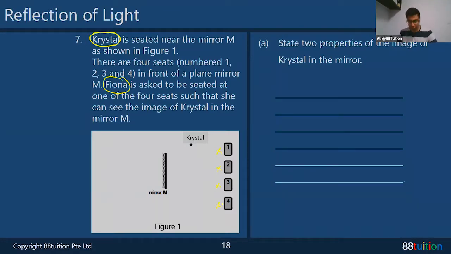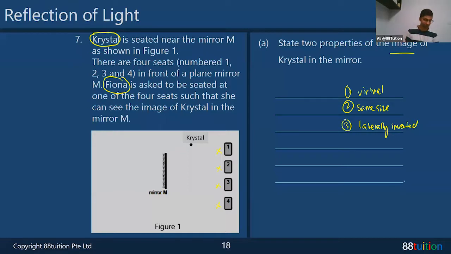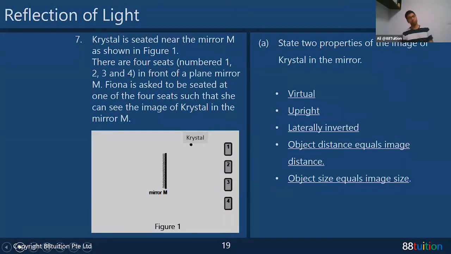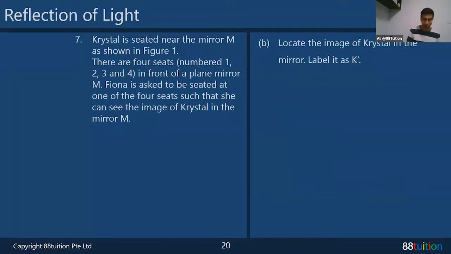Okay, so first we state 2 properties of the image. This one is very easy. Any properties like virtual, same size, what else? Laterally inverted are all acceptable answers. You are only asked for two properties. This one you will get. This has nothing to do with this. This is from the textbook. Right, so you've got a lot of properties. I'm flashing because I need you to do this.